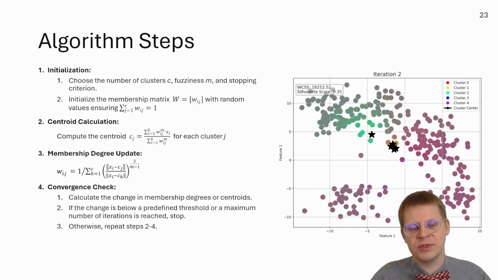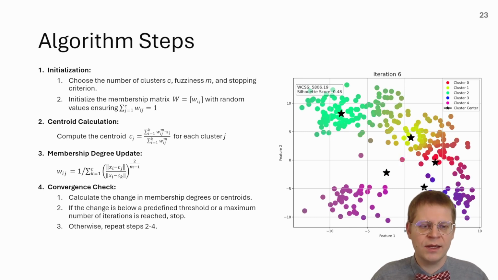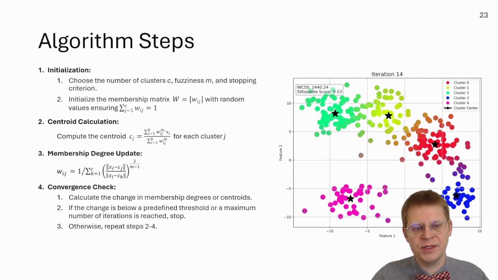And then the next step is centroid calculation. For each cluster j, we calculate the centroid as the weighted mean of all data points. And the membership degrees act as weights, giving more influence to points with higher membership in the cluster.